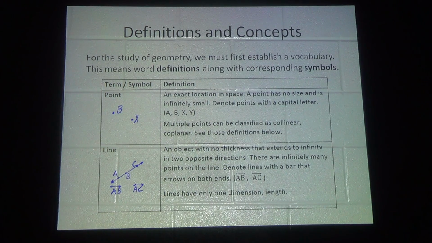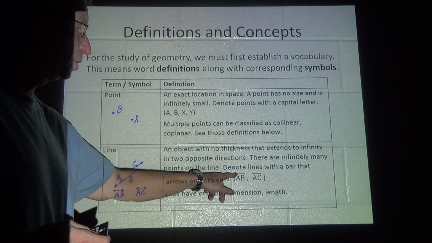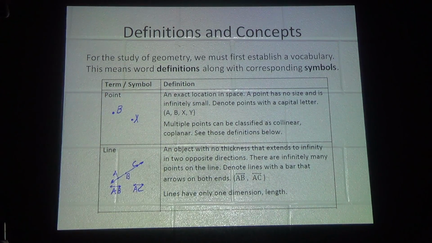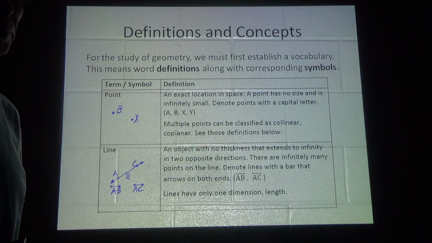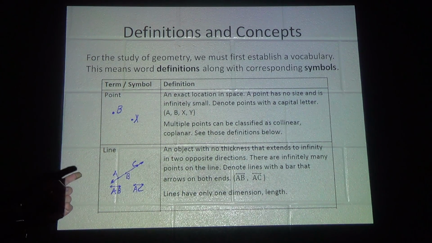A line has absolutely no thickness and extends to infinity in two opposite directions. There's as many points on that line as what you want. You always denote lines with a bar that has arrows on both ends, like this right here. The arrows are very small, but there is an arrow pointing in both directions. So you have AB and AC. Lines have only one dimension, and that is length. The problem is you cannot measure the length of a line because the line length is infinite.